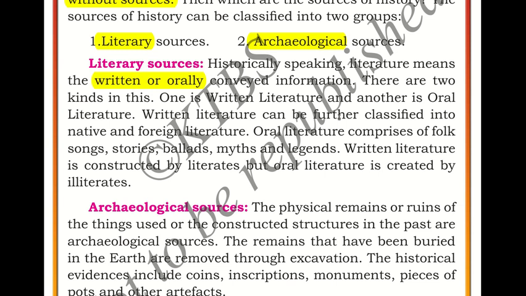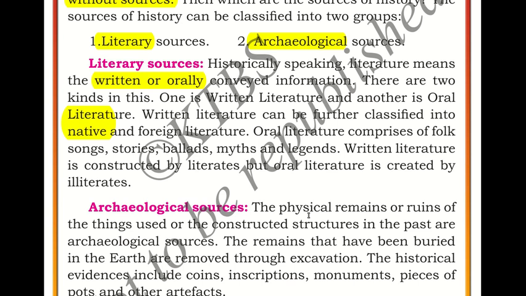Written literature can be further classified into native and foreign literature. So we have native and we also have foreign literature. Oral literature comprises folk songs, stories, ballads, myths and legends. Written literature is constructed by literates, but oral literature is constructed by illiterates.